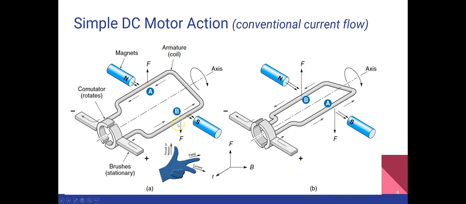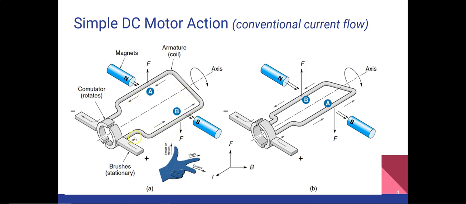Due to the force, what will happen? This coil will move. When this coil moves, this B wire will go to this direction, and this A will come to this side. So you can see in this picture that the A side of the wire is here, and the B side of the wire is here. Now, to reverse the direction of the motor, the polarity of the voltage to the commutator is reversed, and this will reverse the force on the armature coil you see here, and the motor would then run in the opposite direction.